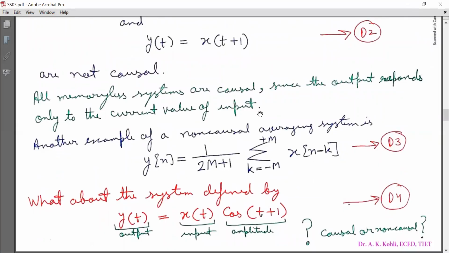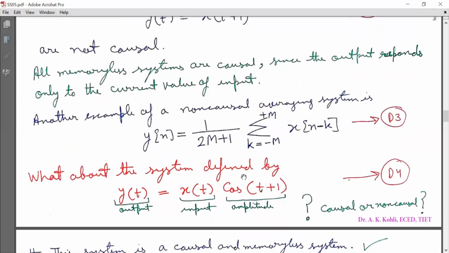All memoryless systems are causal. It is noteworthy that all memoryless systems are causal since the output responds only to the current value of input. Very important. Another example of a non-causal averaging system is given in equation D3, that is y[n] output is equal to 1 by 2M plus 1 summation k running from minus M to M x[n-k]. So this is a non-causal system because it includes the present value of input, the past values of input, and the future values of input.